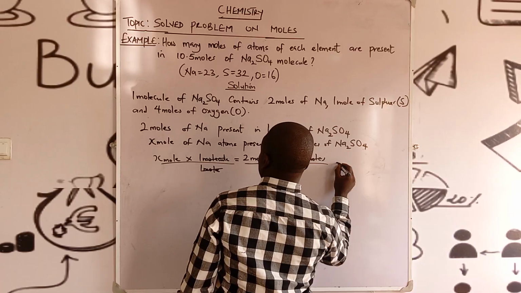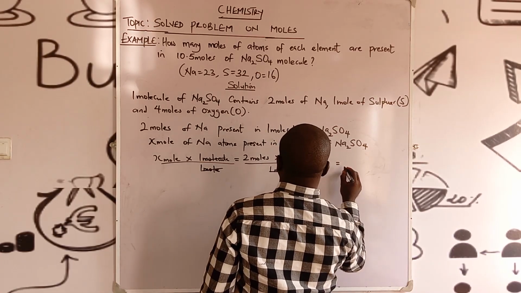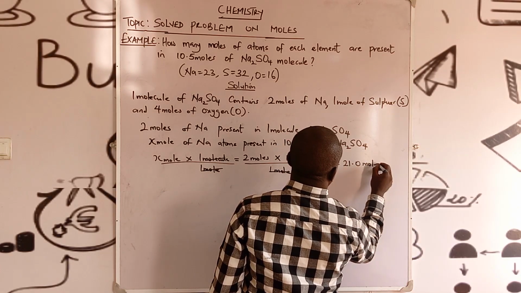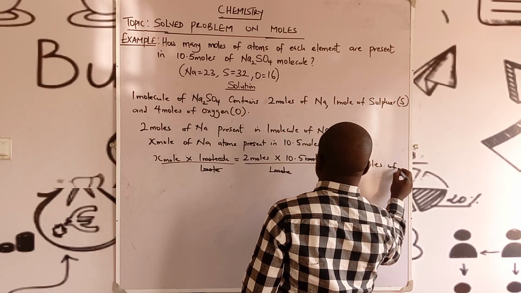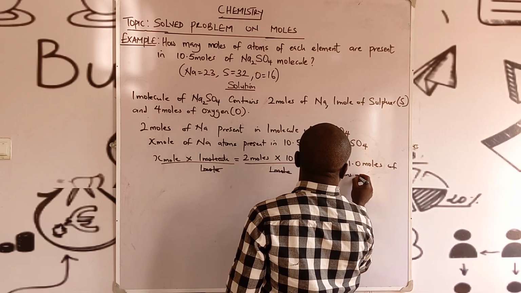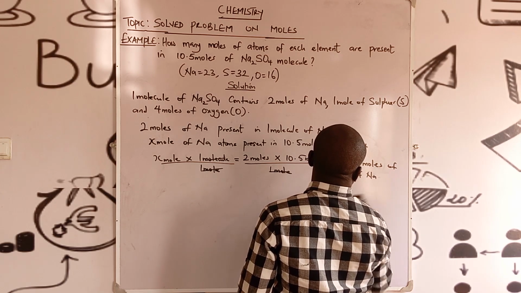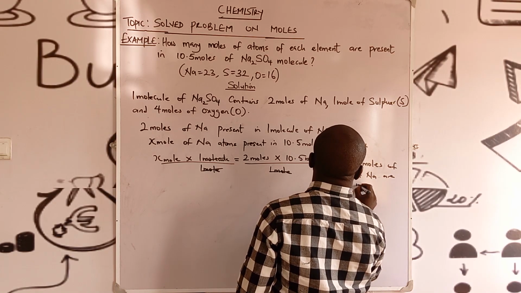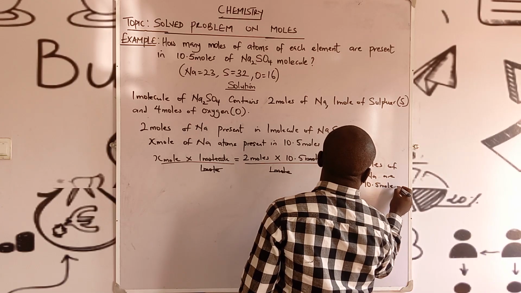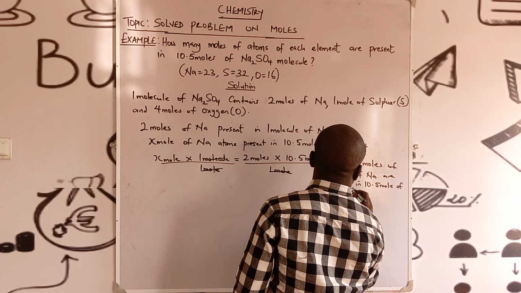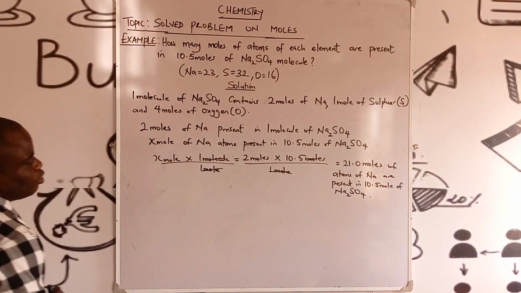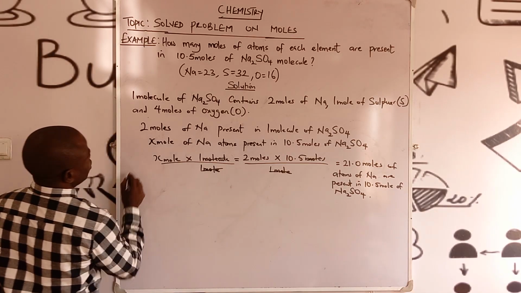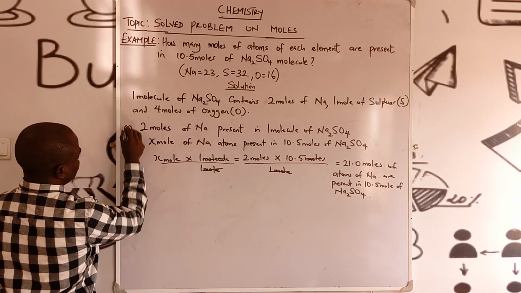Now x equals 2 times 10.5, that's 21.0 moles of atoms of sodium are present in 10.5 moles of sodium tetraoxosulphate 6. So 21.0 moles of atoms of sodium are present in 10.5 moles of sodium tetraoxosulphate 6. That is the first one.